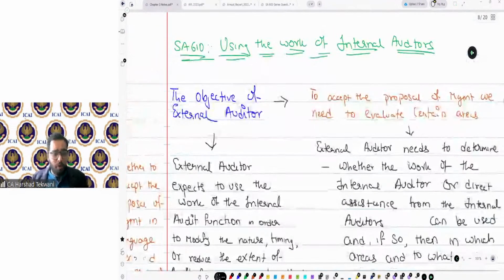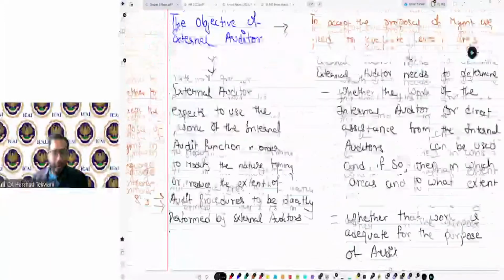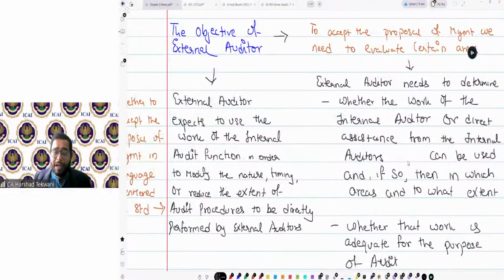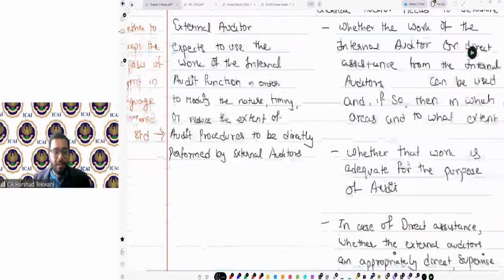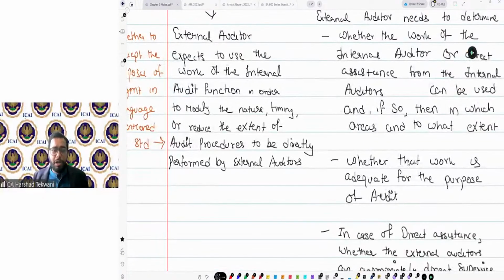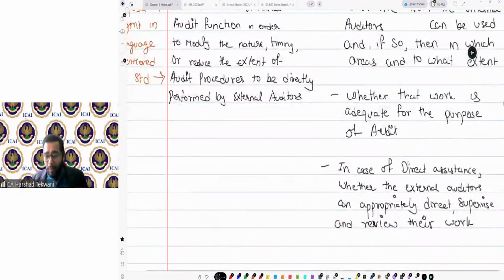So these are certain questions we need to answer before we can say yes to proposal 1 and proposal 2. Before we can accept the proposal of the management, we need to evaluate these areas: whether the work of the internal auditor or direct assistance from the internal auditor can be used, whether that work is adequate, and if we are taking direct assistance, whether we can direct, supervise, and review their work. If yes, then only we will go forward and use their work. Otherwise, we will not.